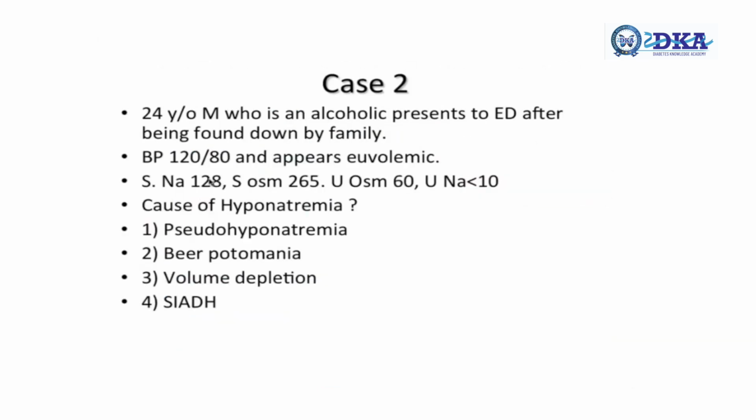Now let's take case 2. It's a 24-year-old male who's an alcoholic. He presents to the emergency department with a blood pressure of 120/80, and he appears euvolemic. His serum sodium is 128, osmolarity is 265, urine osmolarity is 60, and urine sodium is 10. What could be the cause of this hyponatremia in this patient?